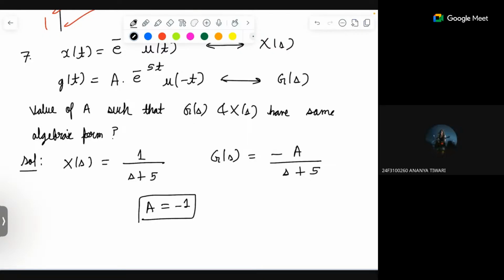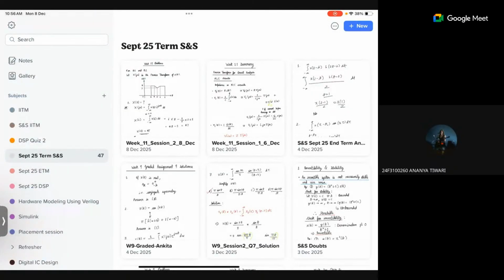Ma'am, can I ask? When we were solving this question, when we were putting minus infinity, it was going to infinity. So it was the second term that went to 0, and the first term was e to the power something. When we put 0, it turned out to be 1 by s plus a. So where was that minus? Okay, let us go back.